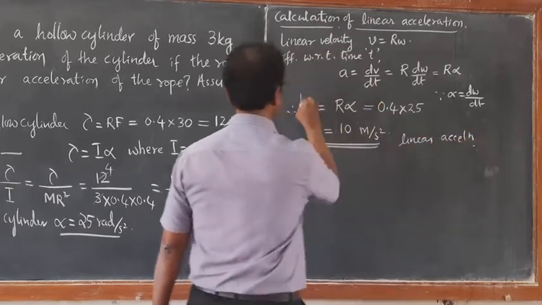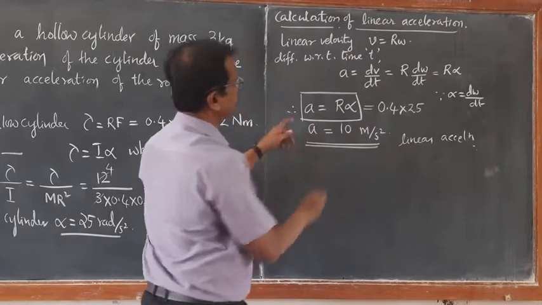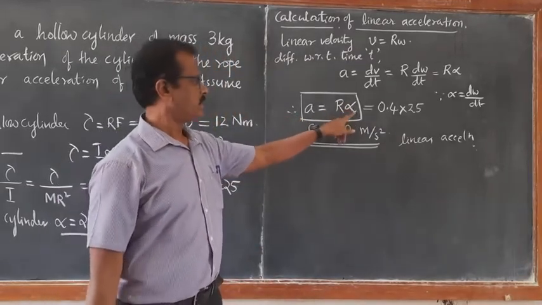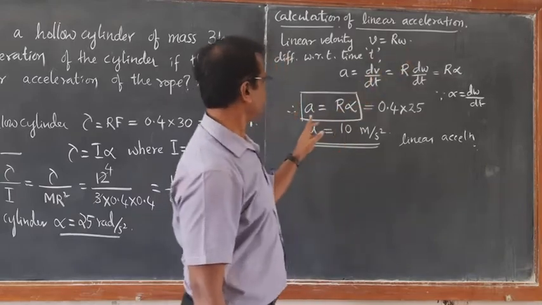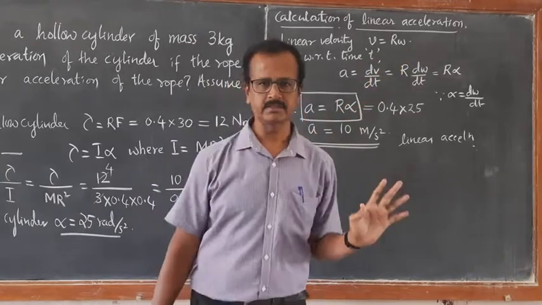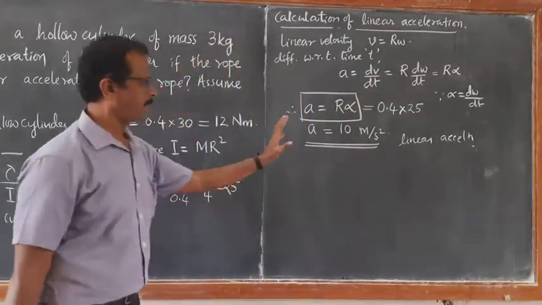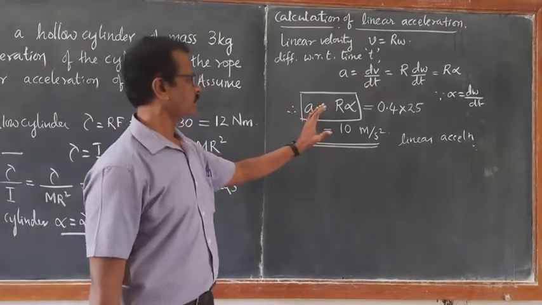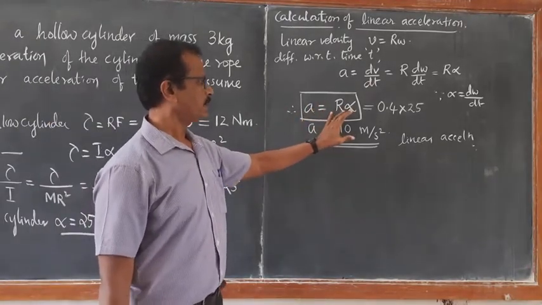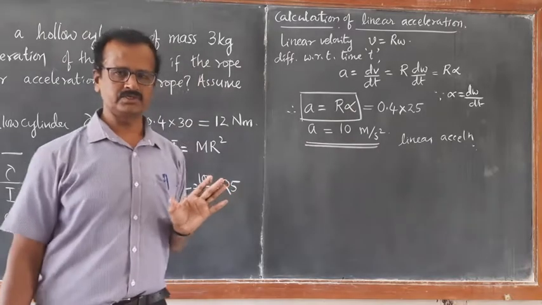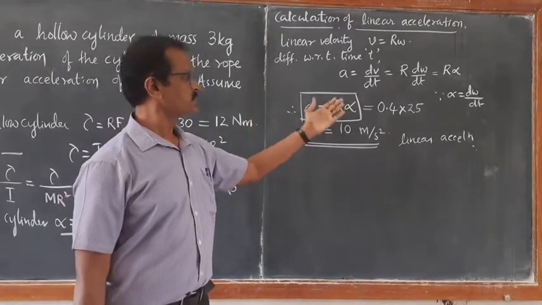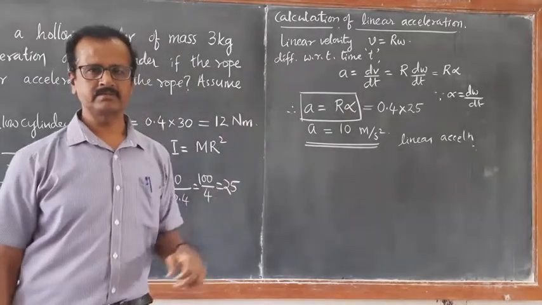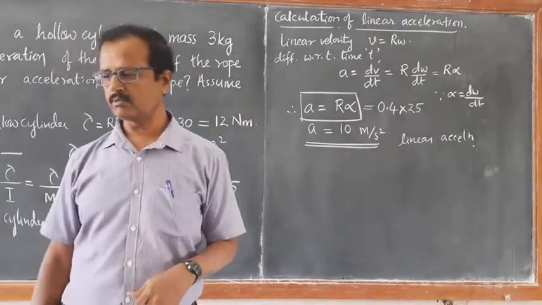So this is another relation between linear acceleration and angular acceleration, just like linear velocity and angular velocity. This problem gives you one more piece of knowledge: linear acceleration is equal to radius times the angular acceleration, or angular acceleration is equal to linear acceleration divided by radius. Okay, now let us solve one more problem.